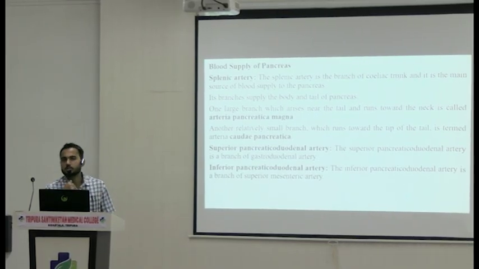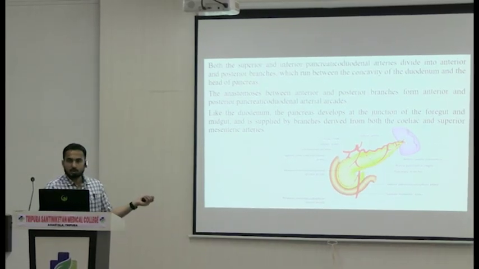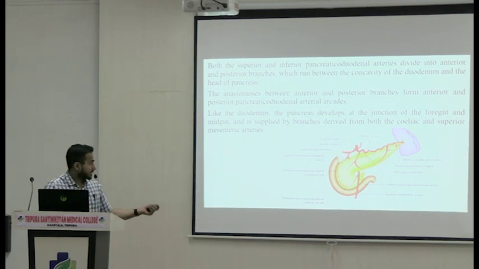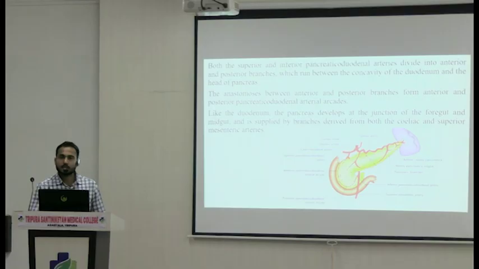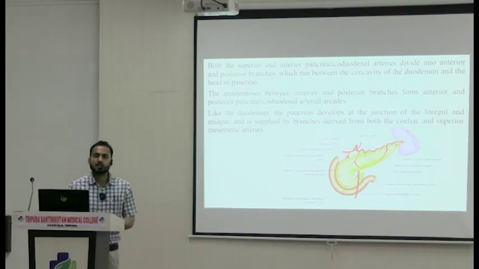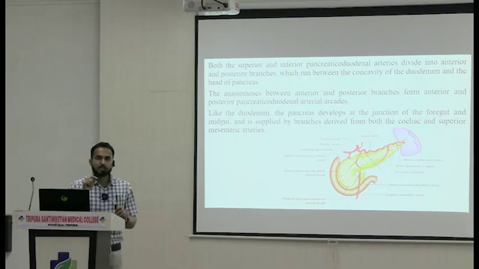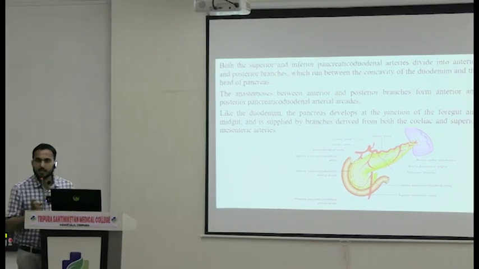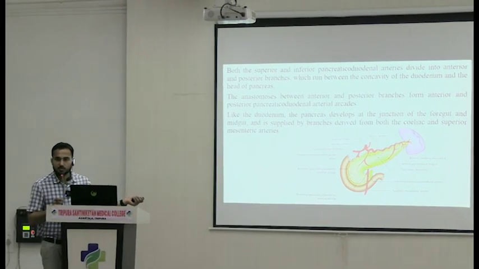Where will they anastomose? Do you remember this diagram? In the blood supply of the duodenum, I have shown you this diagram. At that time, I told you that the same thing will repeat in the case of blood supply of the pancreas. Though you have seen the specimen of the pancreas, have you seen this particular blood vessel? Anyone?